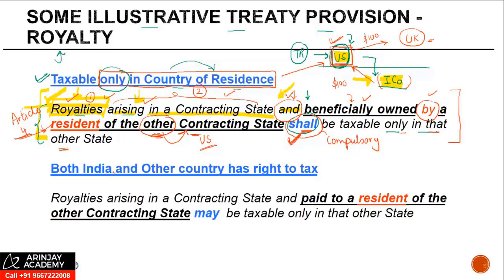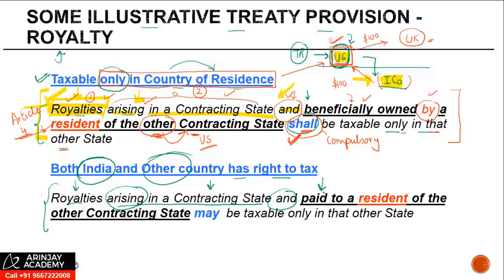Now there could be another situation as well, where both India and the other country have a right to tax. Let's read an example of a particular clause which might be similar to this. Royalties. How do you identify royalty? You look at the definition of royalty in Article 12. Arising in a contracting state. Again, if within Article 12 it is given when royalty would arise, go by that. Else, look at the provision of the Act or the normal interpretation which is there.